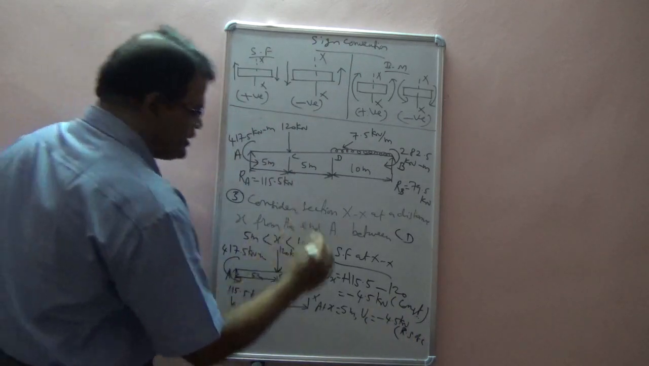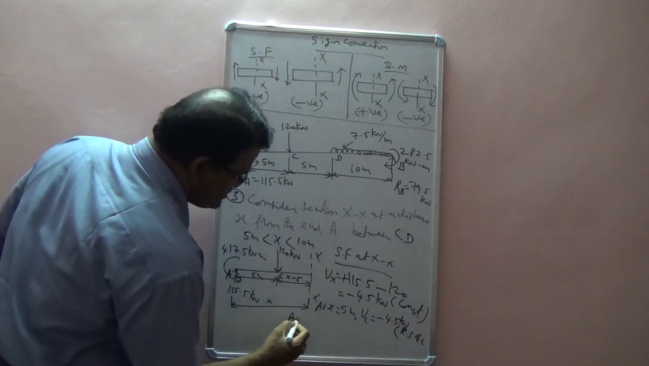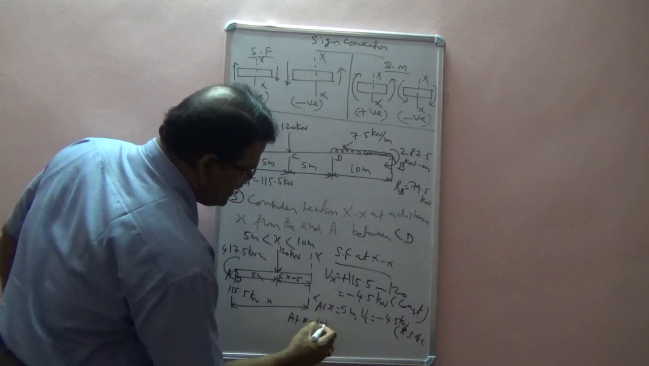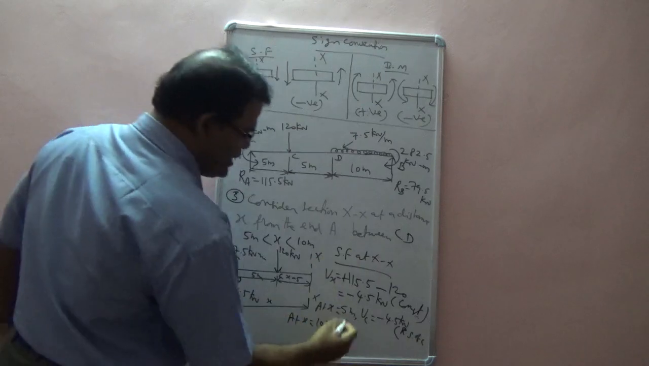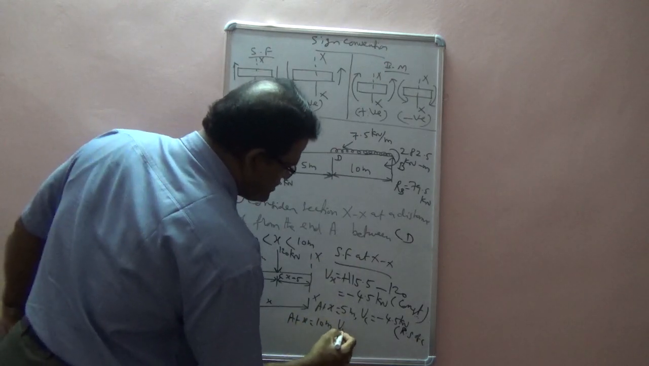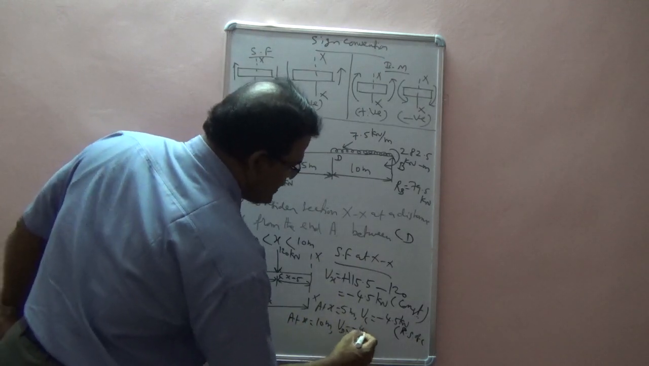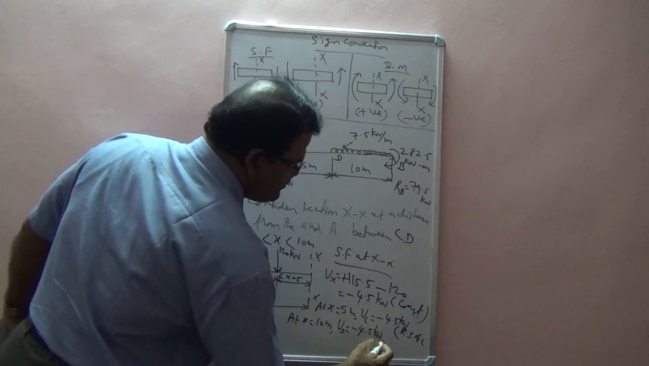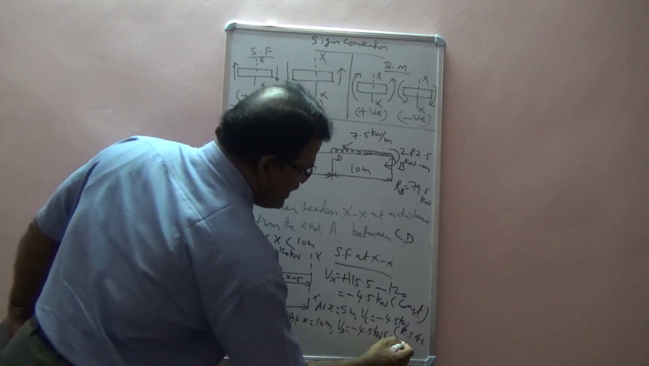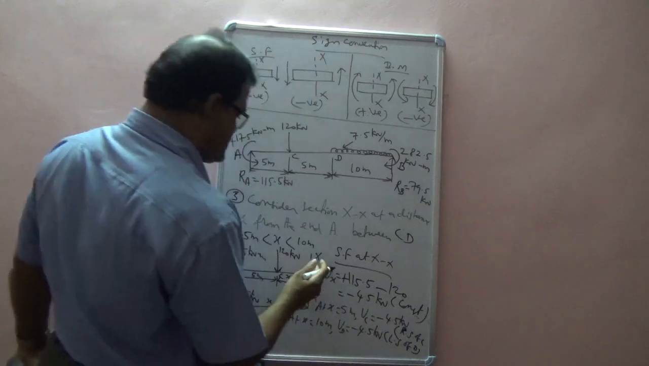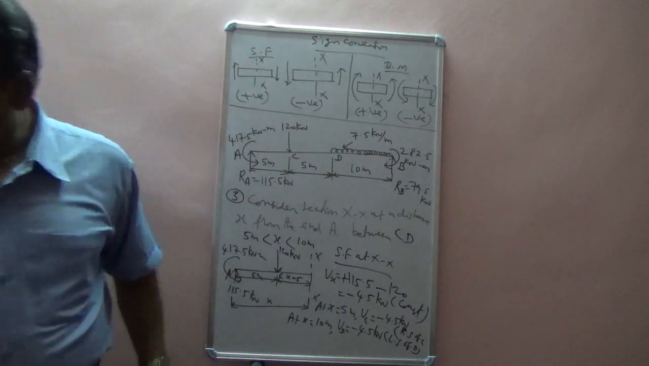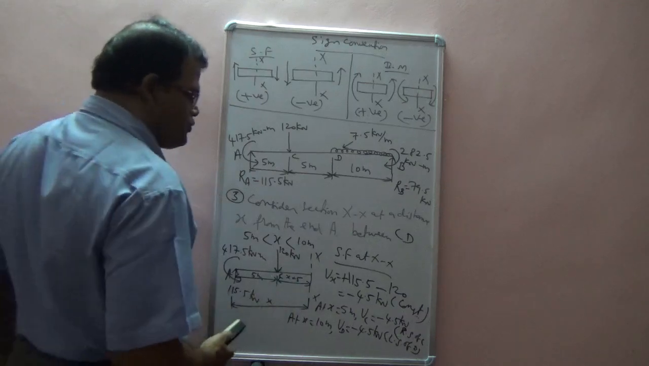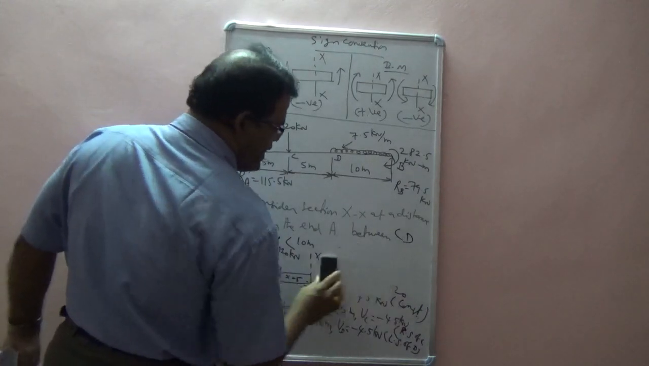Now at x is equal to 10 meter, it indicates point D but left side of D. So VD will be again minus 4.5 kilonewton. It indicates the left side of D because section is left side of D. So that is the shear force. Now you calculate the bending moment.